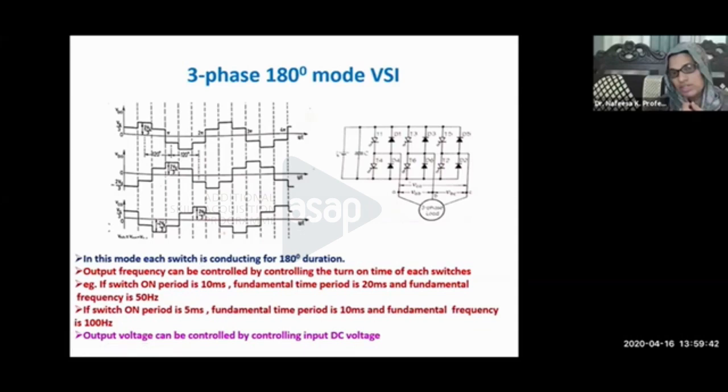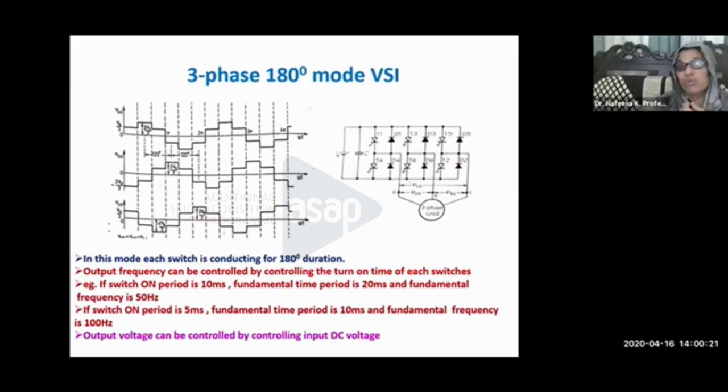Frequency can be controlled by controlling the turn-on time of each switch. So we have each thyristor T1 to T6 conducting for 180 degrees, and if you are able to control the switch on periods of these, we will be able to vary the frequency. For example, if the on period of the switch is 10 milliseconds, then the fundamental time period, which is 360 degrees, will be 20 milliseconds. So what is the frequency then?